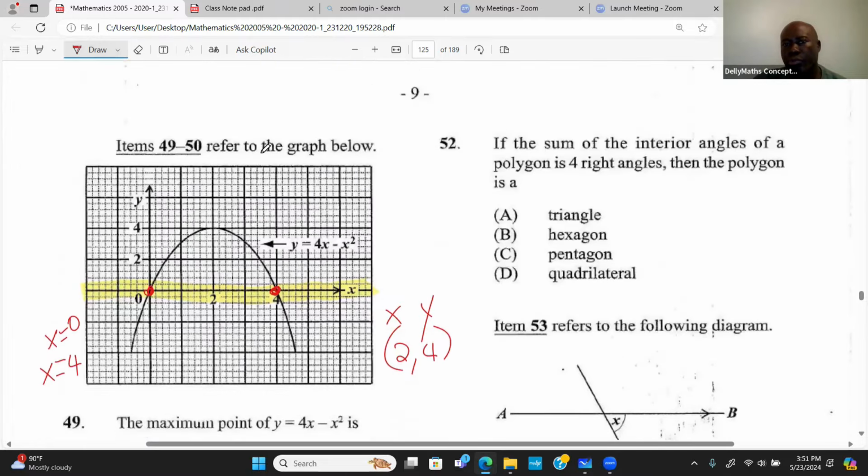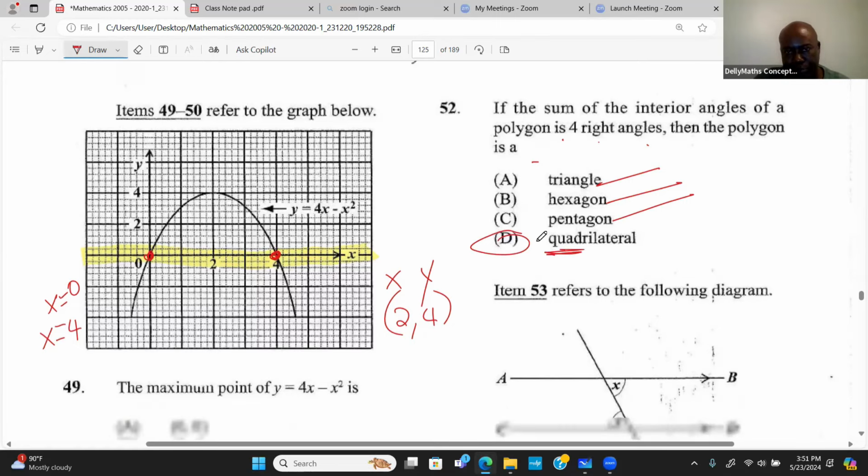Let's go to 52. If the sum of the interior angles of a polygon is 4 right angles, then the polygon is what? Now, if you have 4 angles, then you have a quadrilateral. Quadrilateral, for those who do Spanish, that QUA refers to 4. The answer is D. That's a triangle, that's 3 sides. This is a hexagon, that's 6 sides. This is a pentagon, that's 5 sides. We're looking for 4 sides. The number of angles in any polygon is equal to the number of sides that it has.